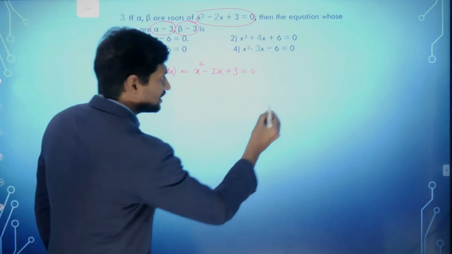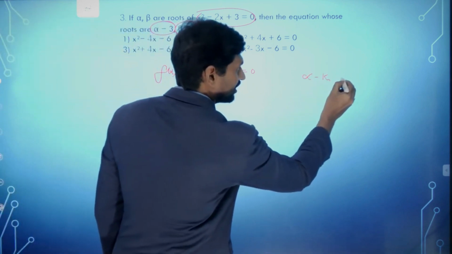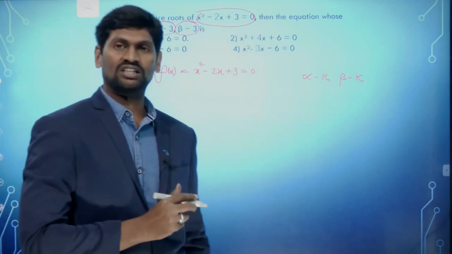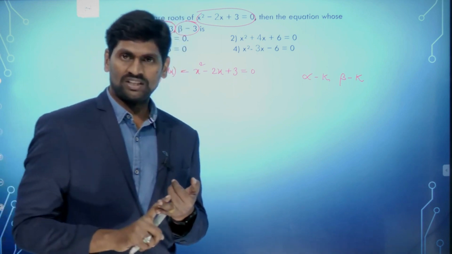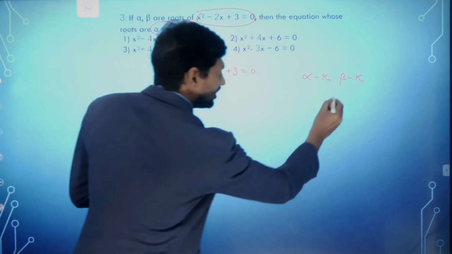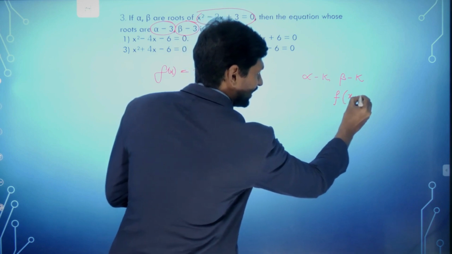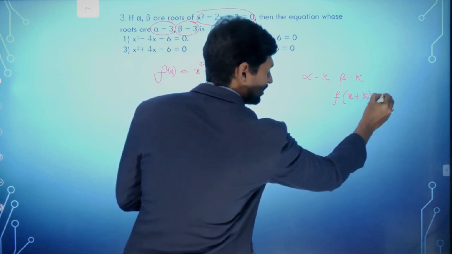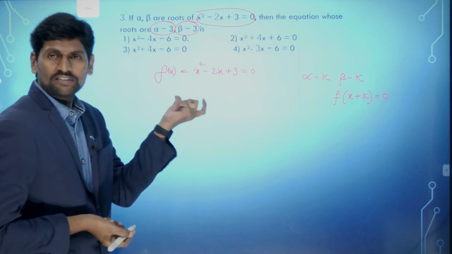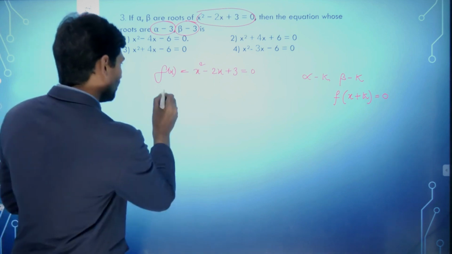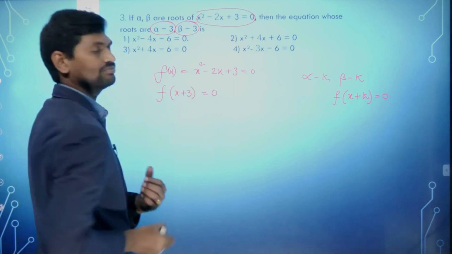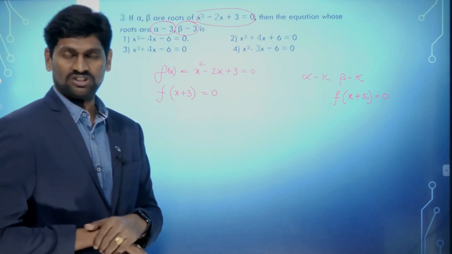So it is looking like alpha minus k, beta minus k. Earlier, we have discussed these conditions. If alpha minus k, beta minus k are roots of the quadratic equation, then the required equation is f of x plus k equal to 0. Am I right? So here, what will be the required equation? Very good. f of x plus 3 equal to 0. This is our required equation.